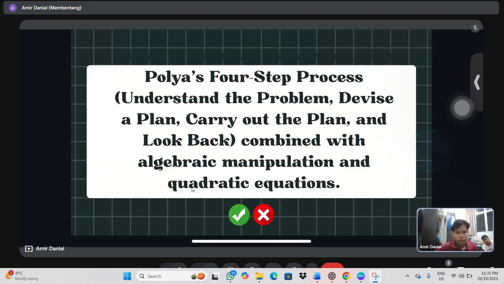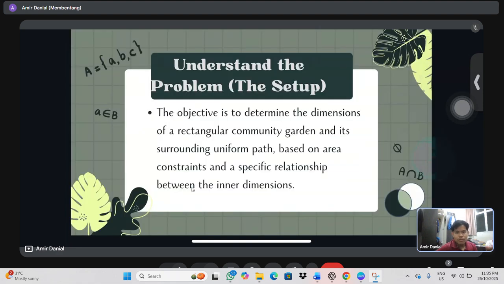So, we use Polya's four steps, which are understand the problem, devise a plan, carry out the plan, and look back, and combine them with algebraic manipulation and quadratic equations. So, the first step is understand the problem. The problem is to determine the dimensions of the rectangular community garden and its surrounding uniform path based on the area constraints and a specific relationship between the inner dimensions.